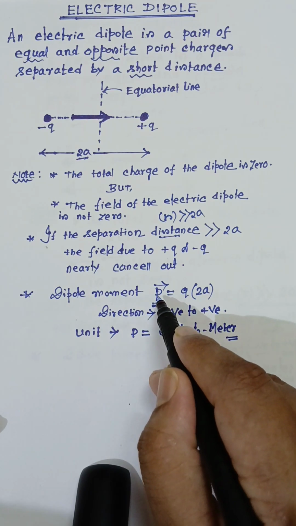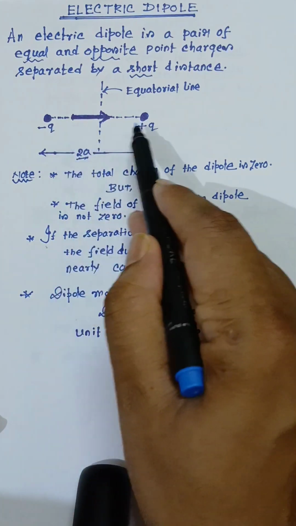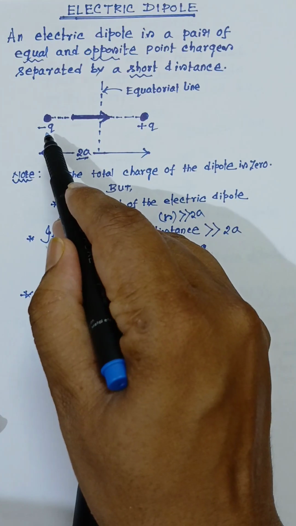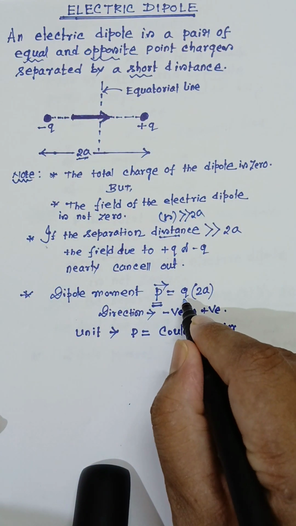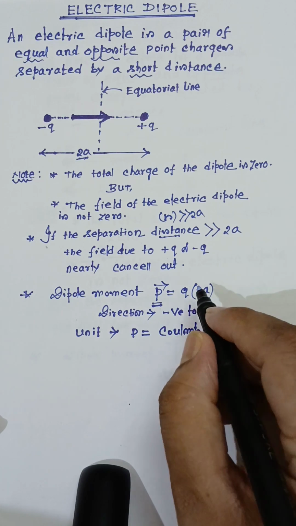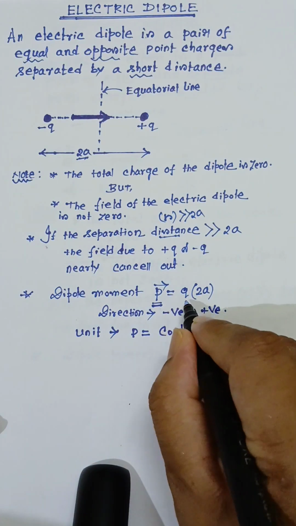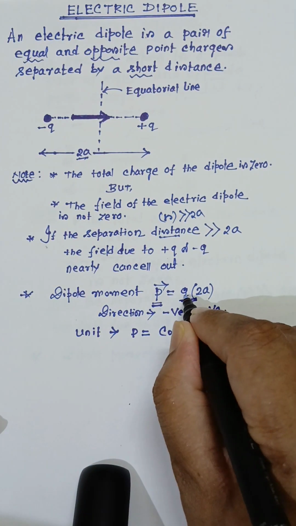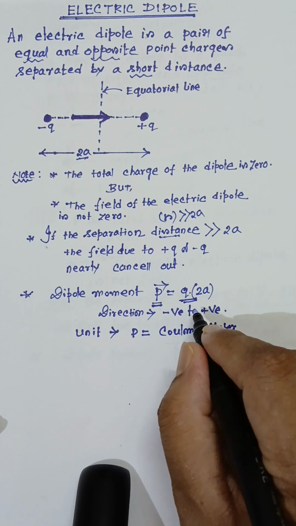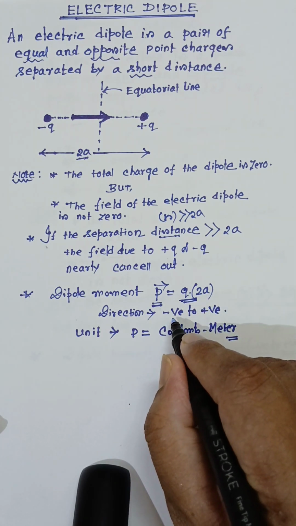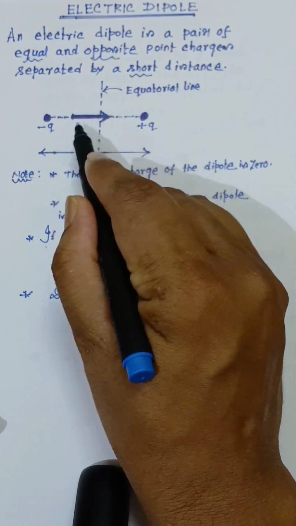But what is the dipole moment? The dipole moment is the magnitude of any one charge, that means here minus q is there, plus q is there, the magnitude of any one charge is q, only q, times the distance between them. The distance is 2a. So the dipole moment is the product of any charge and the distance between them. This is the dipole moment, and its direction is from minus to plus. This is the direction of the dipole moment.